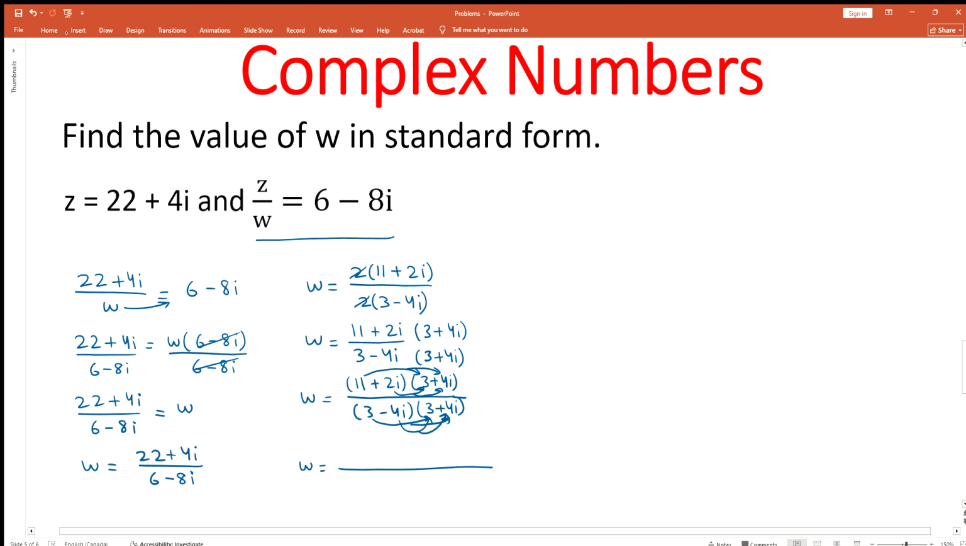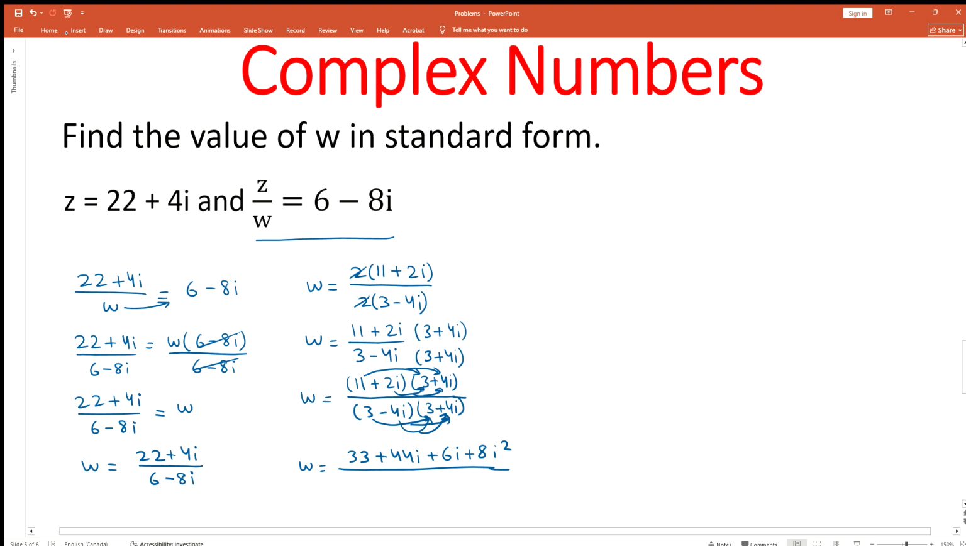In the numerator, we do 11 times 3, which is 33. Then we do 11 times 4i, which is equal to 44i. Then we do 2i times 3, which is equal to 6i. And then we do 2i times 4i, which is equal to 8i squared.